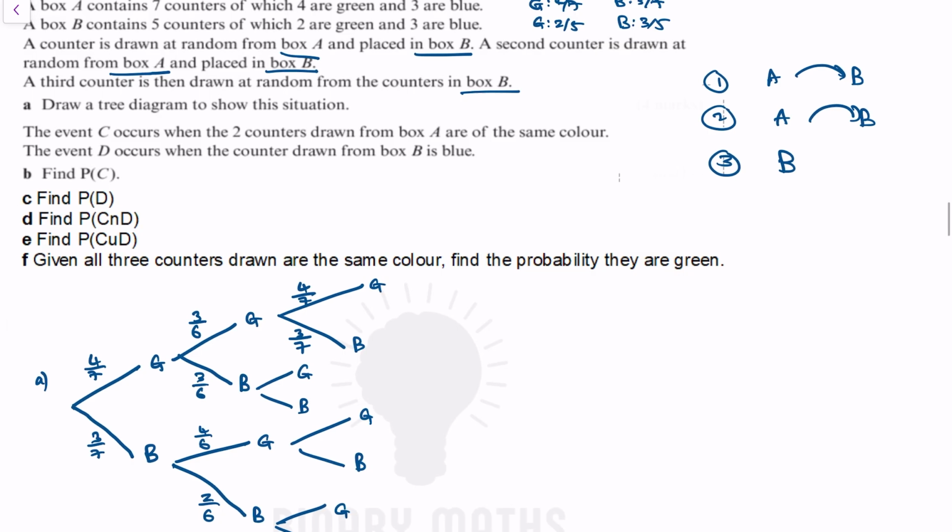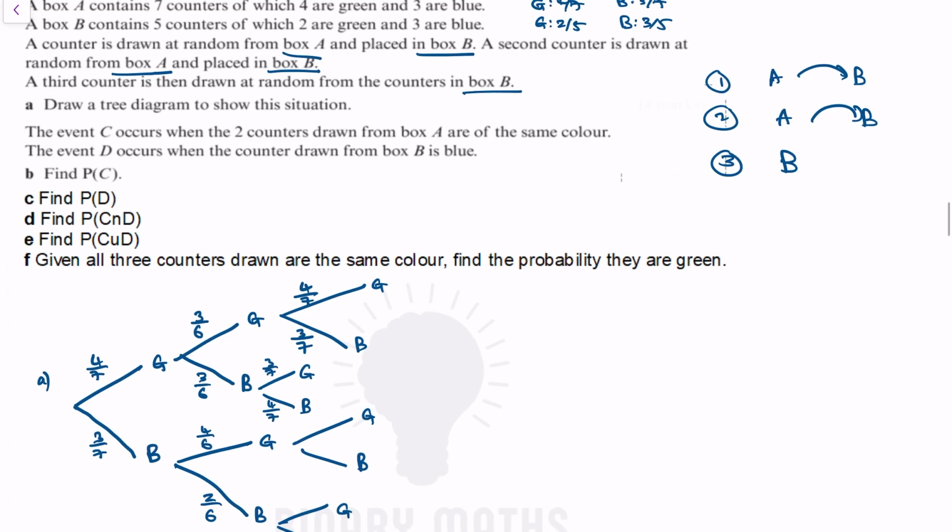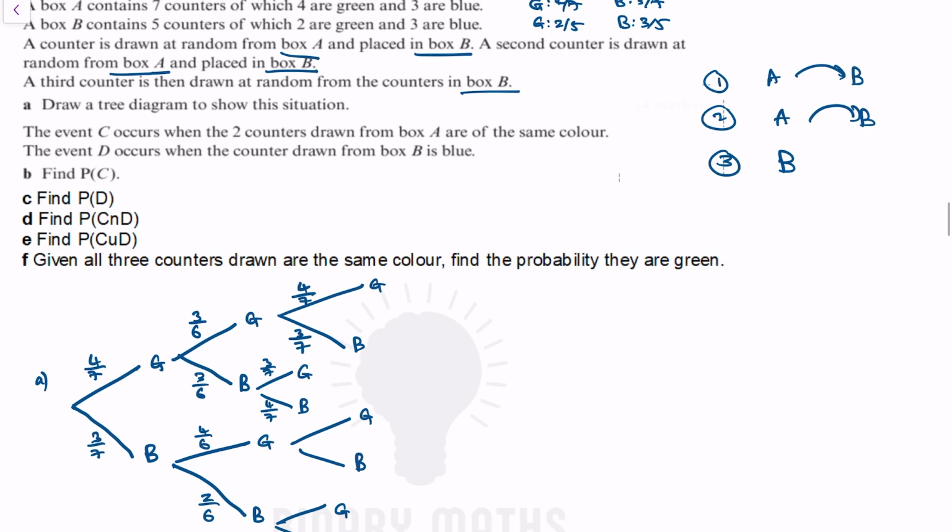Now if we pick a green and a blue from box A and put it into box B, then both the green and blue increase by 1, so it's going to be 3/7 and 4/7. If we pick a blue and then a green and then put into box B, then again both the green and blue increase by 1, so it's going to be 3/7 and 4/7. And if you pick a blue and a blue, then the number of greens stays the same, which is 2/7 in total, but the number of blues goes up by 2, so it's going to be 5/7. Okay, so that's done.